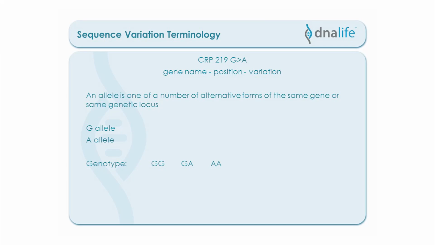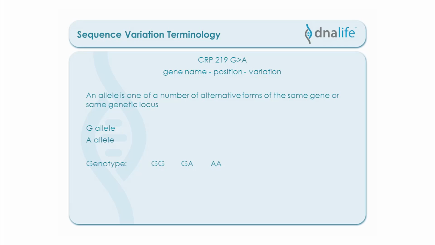What this means is that the CRP gene has two alleles. It has the G allele or the A allele, where an allele is defined as an alternative form of the same gene or the same genetic locus. So in this case, you've got your G allele, you've got your A allele, and this results in 3 possible genotypes, bearing in mind that you have 2 copies of each of these genes.